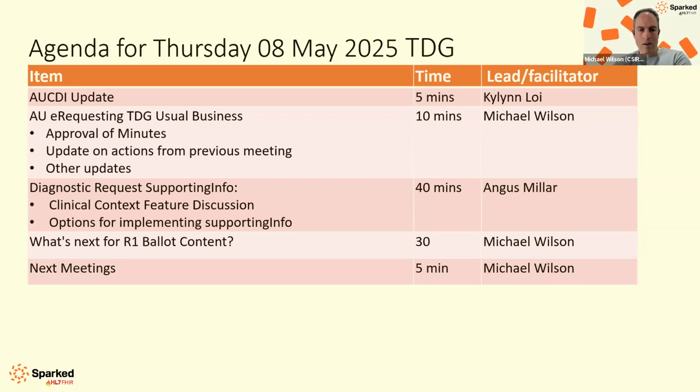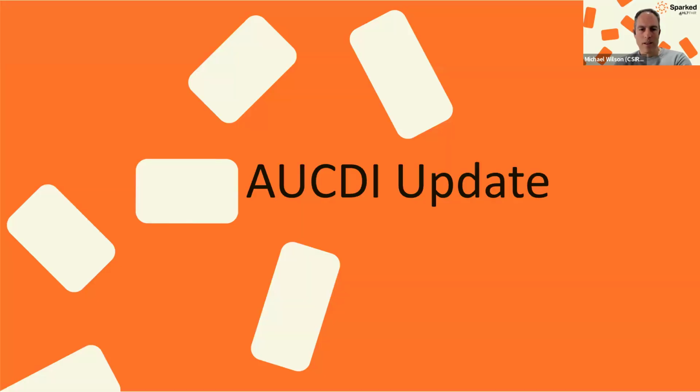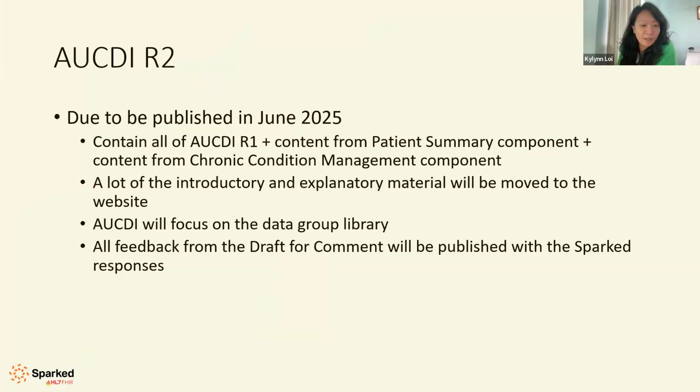So Kylie, I might get you to jump straight into the AUCDI update. Thanks, Michael. So AUCDI R2 is currently on track to be published in June 2025. So AUCDI R2 will be a compilation of all of the content from AUCDI R1, plus the content from the patient summary component and the chronic condition management component.